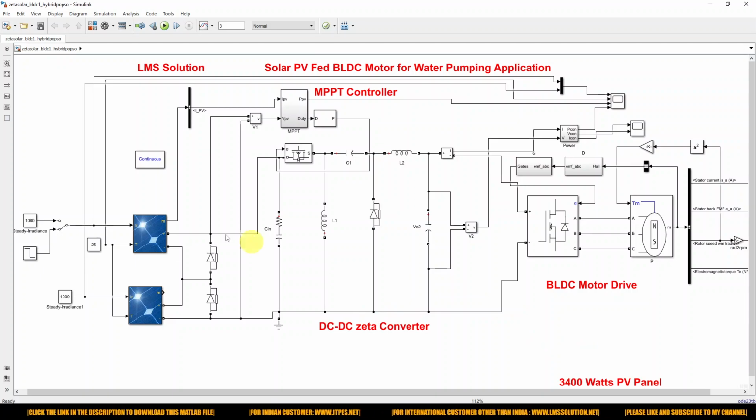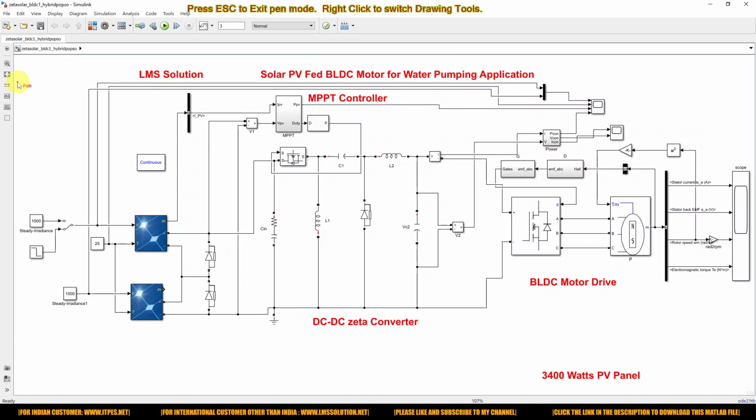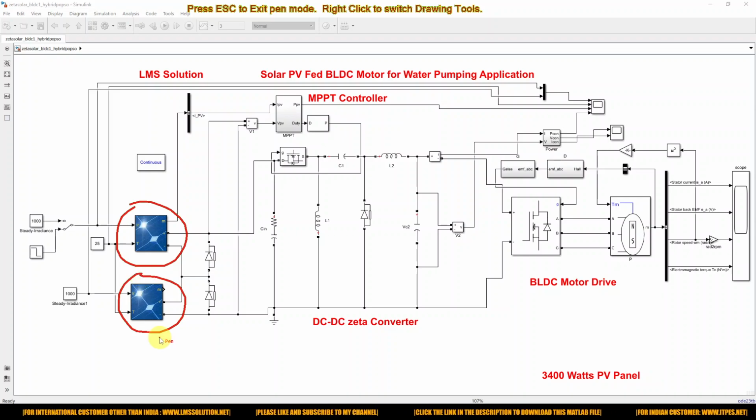So this is a simulation model developed for that solar PV fed BLDC motor for water pumping application with the partial shading condition. So in order to create the partial shading condition, we have two PV panels, both connected in series. Each panel will be provided around 1700 watts power. And here you can see that both PV panels have a constant temperature of around 25 degrees Celsius.